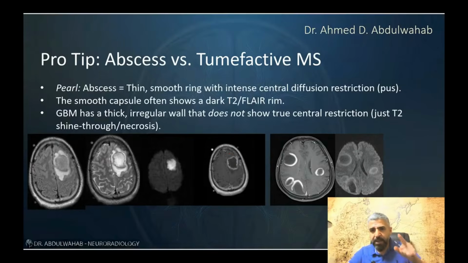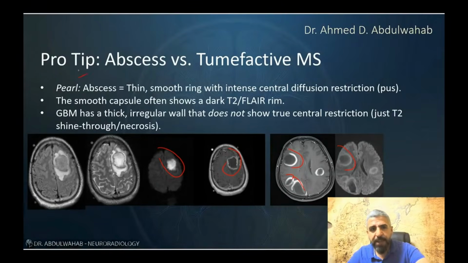Pro tip for you guys: abscess versus tumefactive MS. Tumefactive MS can also restrict. The key difference: abscesses usually make a complete ring while MS makes an incomplete ring. This is the MS showing an incomplete ring while the abscess shows a complete ring. The small difference changes the diagnosis from bacteria to autoimmune. The devil is in the details.